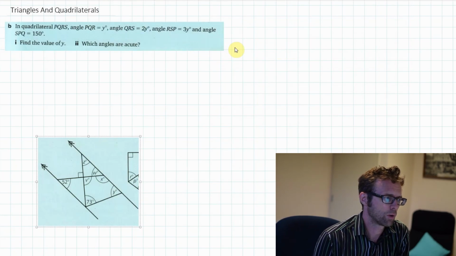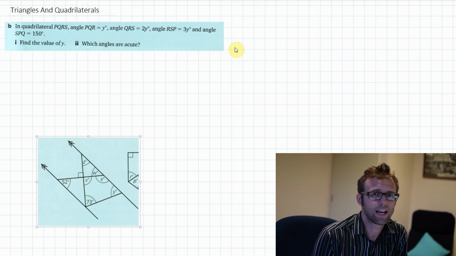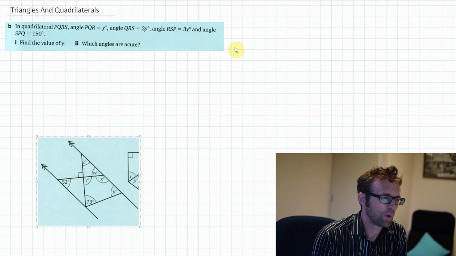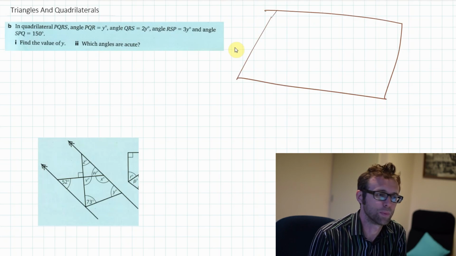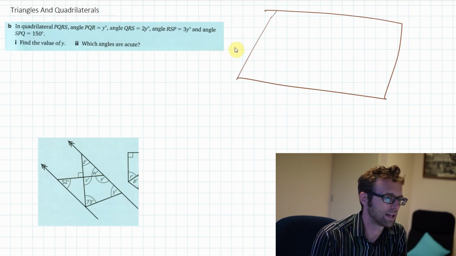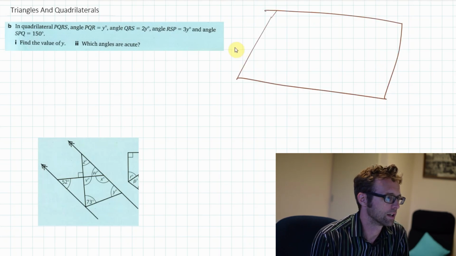I'm doing 1B here. I've got a quadrilateral PQRS, and I know the angle PQR is y degrees, angle QRS is 2y degrees, angle RSP is 3y degrees, and angle SPQ is 150, and I've got to find the value of y and find out which angles are acute. Well, when you're doing these, just draw a quick sketch, a diagram. So here's mine. Clearly this is not what is being described, but for the purposes of what we're doing here, it'll be fine.